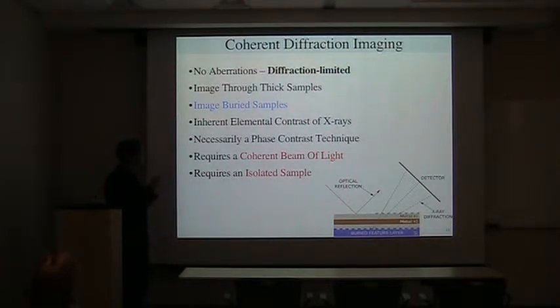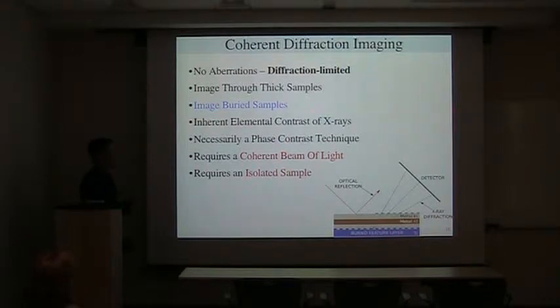We can image through thick samples. Again, we can use the penetrating power of X-rays to look through samples. We can even look at buried samples, right? So here's a little cartoon of some silicon features buried beneath some metallic layers. A visible laser would bounce right off the top, but an X-ray source would go through here. We'd get our diffraction and be able to reconstruct an image of the diffracting features. Again, we get this nice elemental contrast of the X-rays.